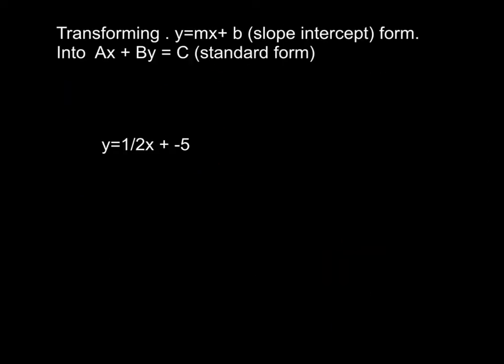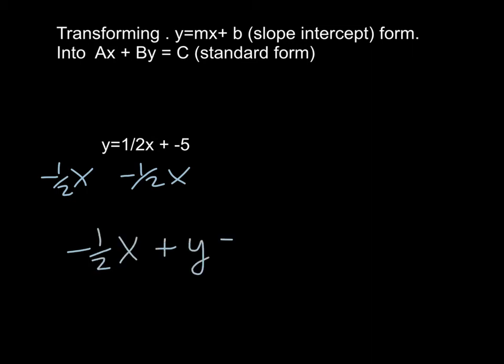Here's an example of a line in slope-intercept form. Transform it into standard form. Pause the recording and give it a go. Okay, so hopefully you were able to see that you needed to get this 1/2 x on the other side of the equation, which will give you negative 1/2 x plus y equals negative 5.